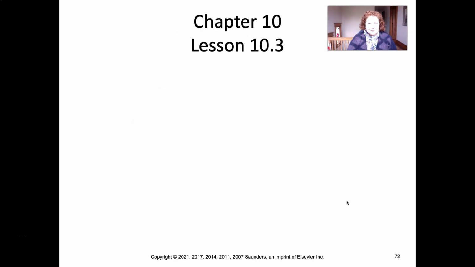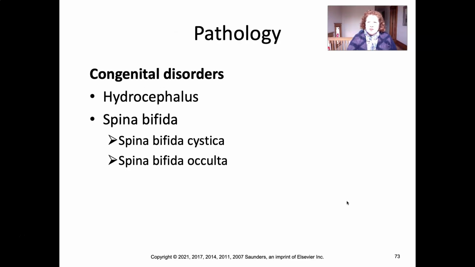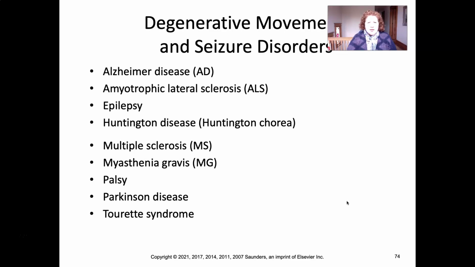So what can go wrong with the nervous system? Unfortunately, there are quite a few things. There are some that even begin before birth with congenital disorders. There's hydrocephalus and spina bifida. And there's two types of spina bifida. One is cystica and occulta. And your book should have more on those, or if you're interested, go ahead and Google those and see what those are. Then you have degenerative movement and seizure disorders.